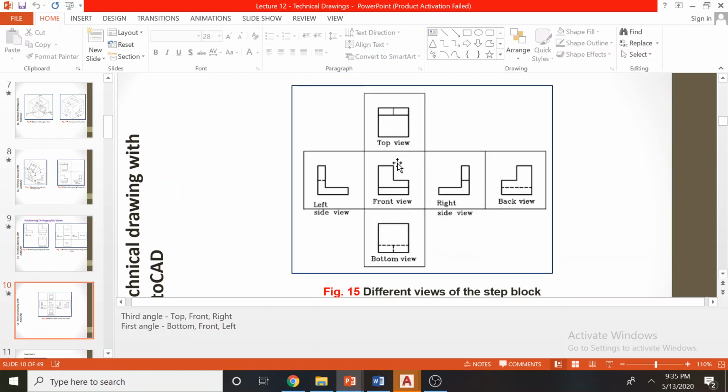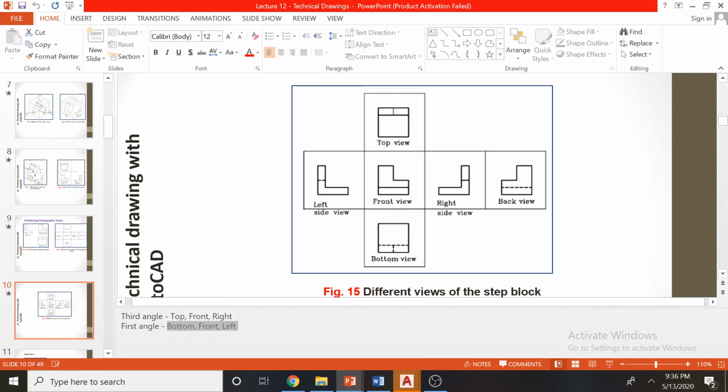If you draw these three views, top, front, and the right view, that projection type is called third angle projection. And if you draw the left, front, and bottom view, it's normally called the first angle. Every projection method will have the front view as the main drawing.